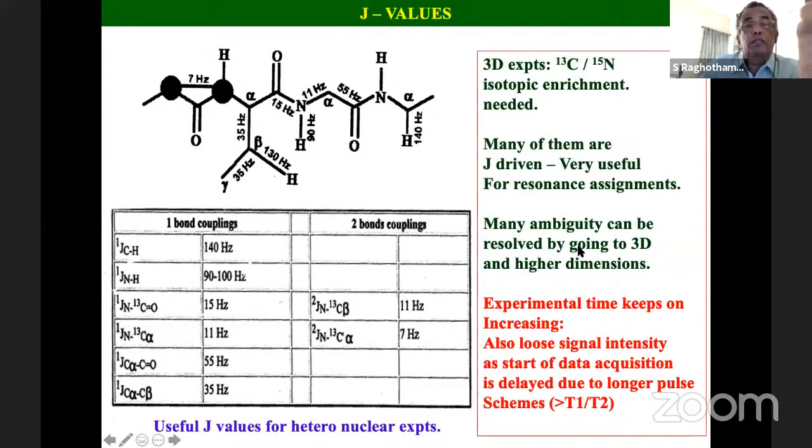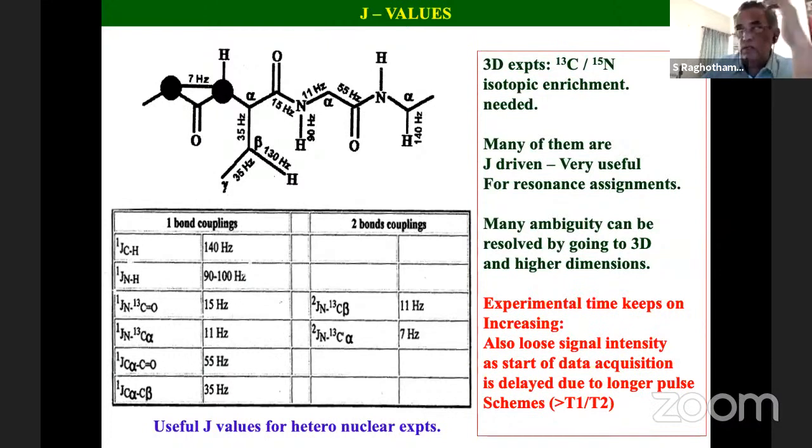Now, the most important thing here is when you do any multi-dimensional experiments, or even sometimes 1D experiments, you must be familiar with these coupling constants. Now, this is again the peptide sequence. I'm simply taking the example of a peptide sequence, or even in organic chemistry, a carbon spectrum or nitrogen spectrum, you should know the coupling values. Normally, if it is a carbon spectrum, it is the CH coupling, which is important, which turns out to be 140 hertz, so that the timing between the pulses can be tuned to this.